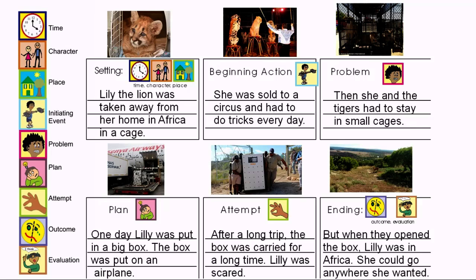The plane was put on an airplane. After a long trip, the box was carried for a long time. Lily was scared, but when they opened the box, Lily was back in Africa. She could go anywhere she wanted. So that was the evaluation.